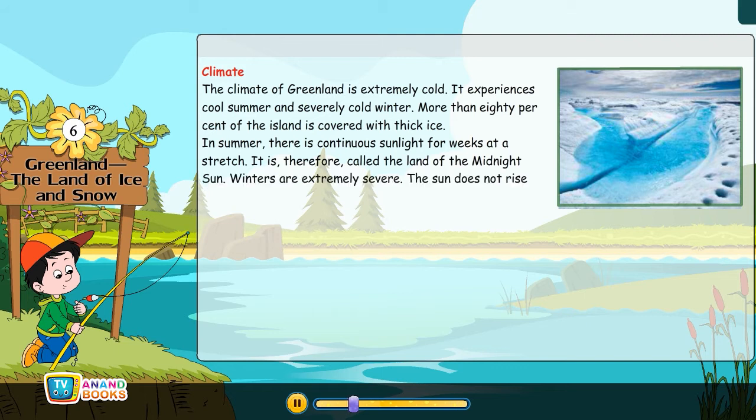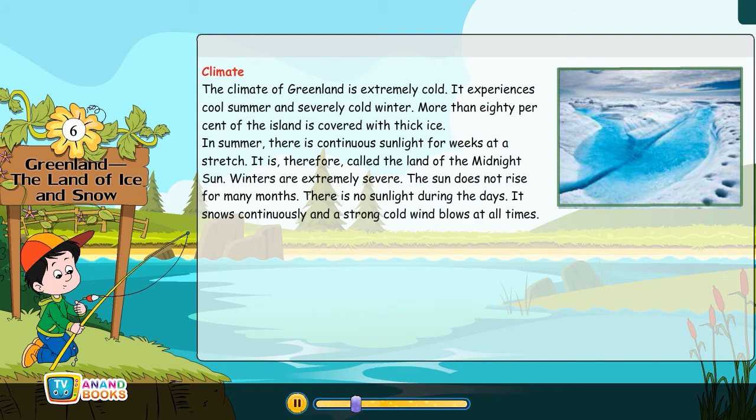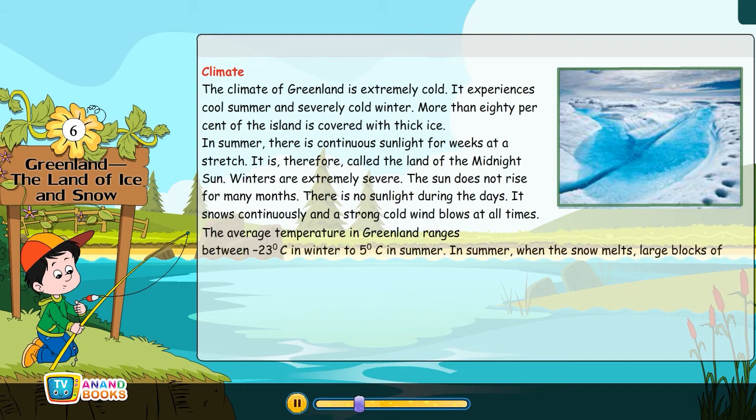Winters are extremely severe. The sun does not rise for many months. There is no sunlight during the days. It snows continuously and a strong cold wind blows at all times. The average temperature in Greenland ranges between minus 23 degrees Celsius in winter to 5 degrees Celsius in summer.